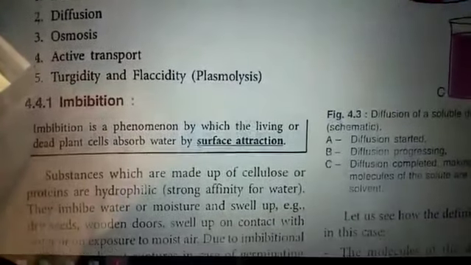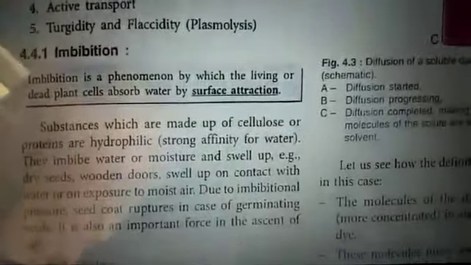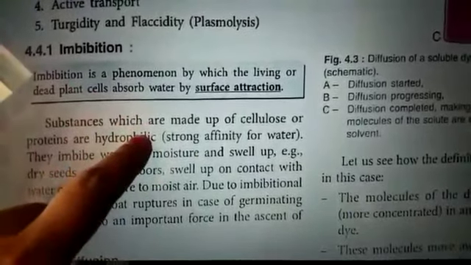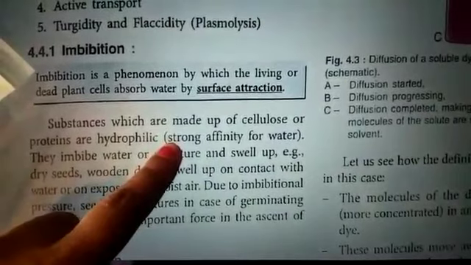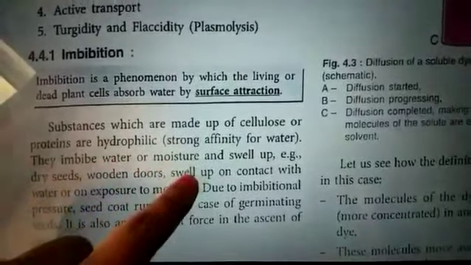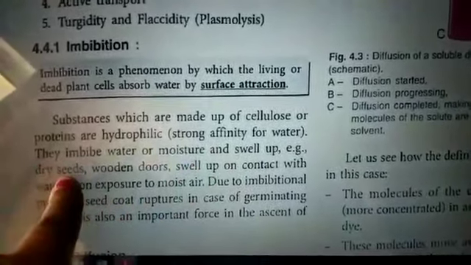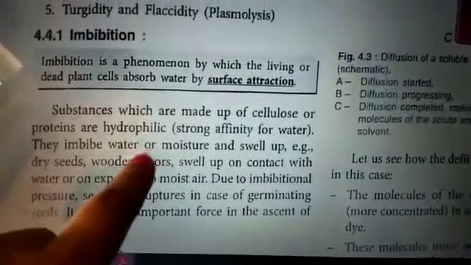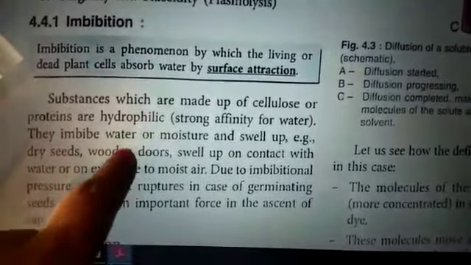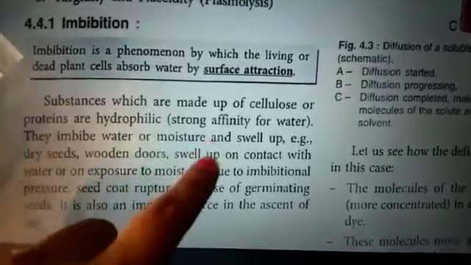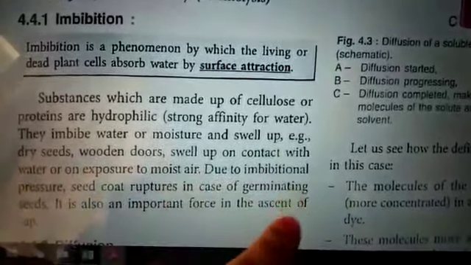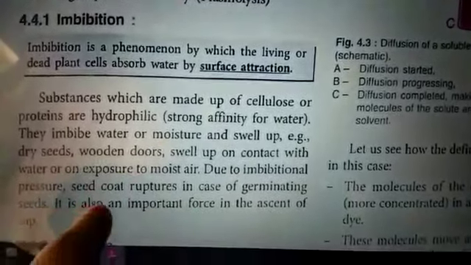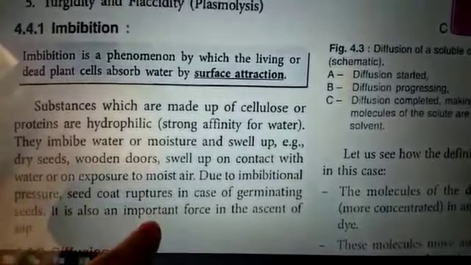Substances which are made up of cellulose or proteins are hydrophilic in nature. Philic means loving, hydro means water. So they have a strong affinity for water. They imbibe water or moisture and swell up. Examples: dry seeds, and wooden doors during the winter season, mainly during rainy seasons, swell up on contact with water and on exposure to moist air. Due to imbibition and pressure, the seed coat ruptures in case of germinating. It is also important in the ascent of sap.